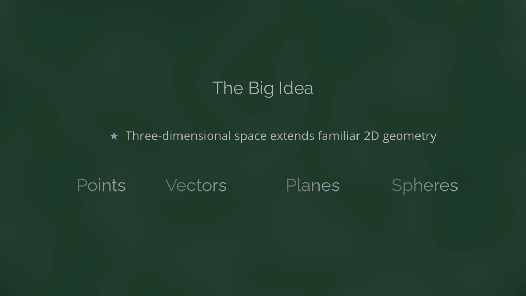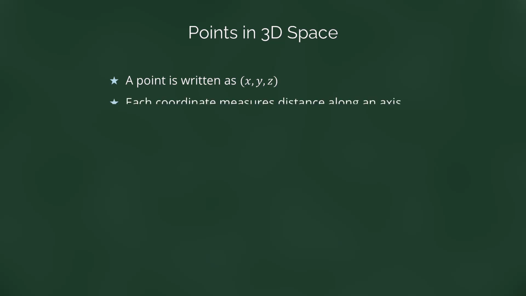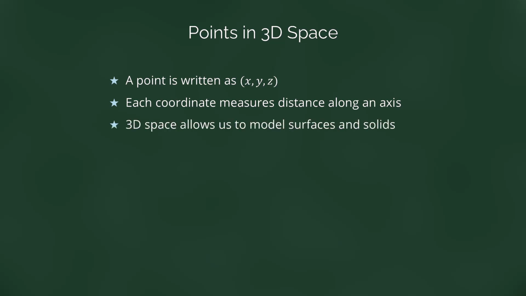into spheres in 3D. In order to denote a point in 3D space, we're going to need 3 coordinates instead of 2. So a point is going to be written in the form x, y, z, where each of those coordinates measures distance along an axis. So instead of just an x and y axis, now we have an additional z axis. 3D space then is going to allow us to take ideas from 2D space like lines and curves and expand them into surfaces and solids.